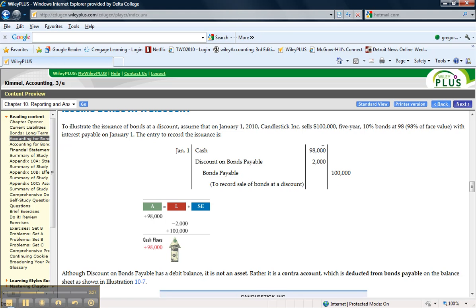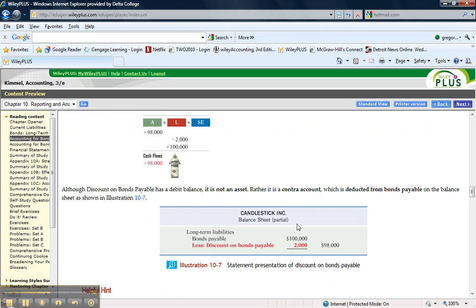And then the part that kind of gets outside of the scope of our class is that this discount will be amortized down over the life of the bonds, so that by the time the bond reaches maturity, the bond payable amount will be the full $100,000, and then they'll pay off that full 100 at the maturity date. See right here, here's the balance sheet presentation.